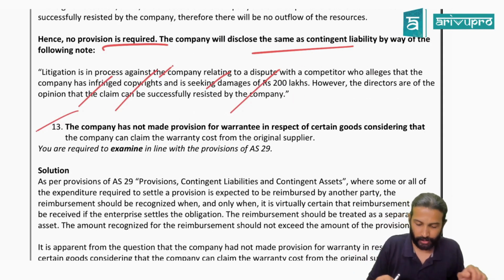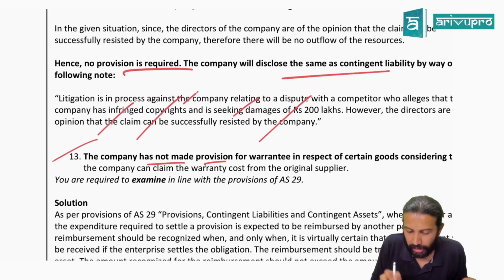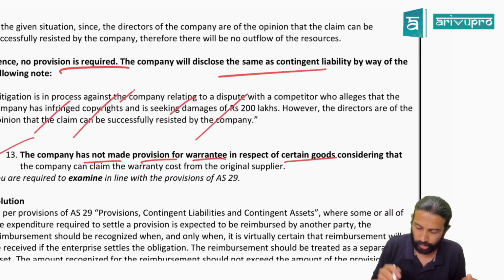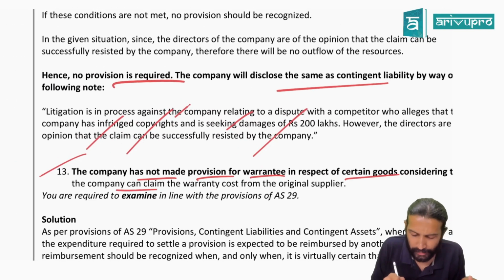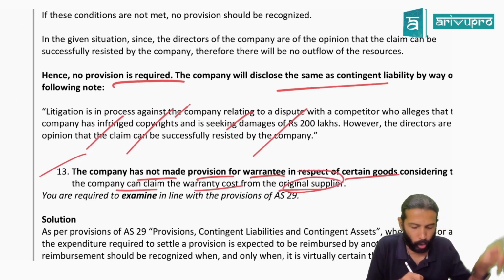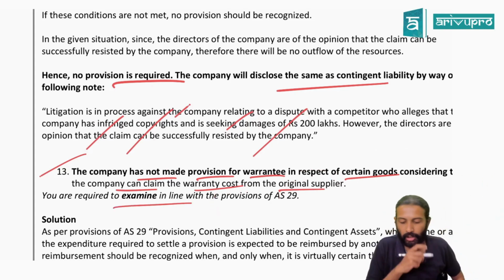Okay, look at this question, sir. The company has not made provision for warranty in respect of certain goods, considering that the company can claim the warranty cost from the original supplier. You are required to examine in the light of AS 19.